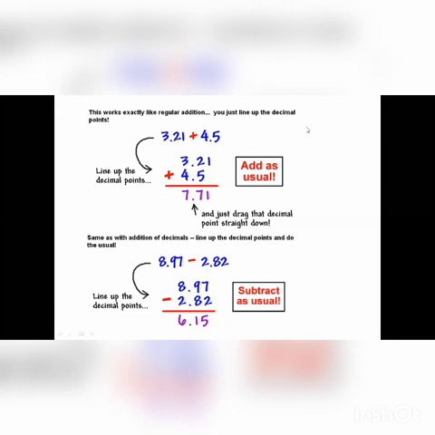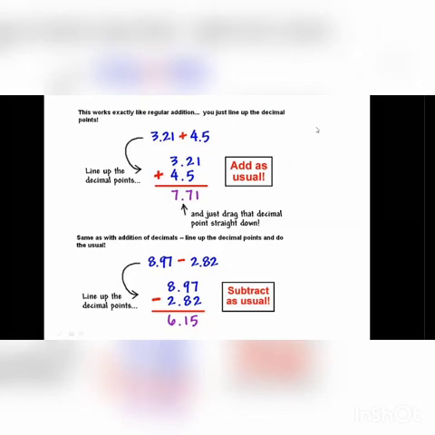This works exactly like regular addition. You just line up the decimal points. 3.21 plus 4.5. When added, you will get the answer 7.71. Same as with addition of decimals. When we line up the decimal points and do the usual, like 8.97 when subtracted with 2.82, we get the answer 6.15.